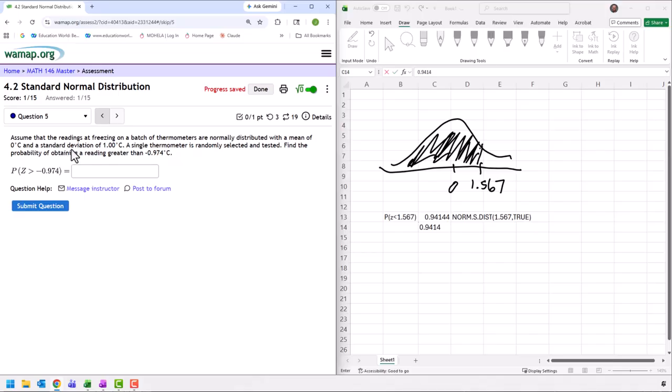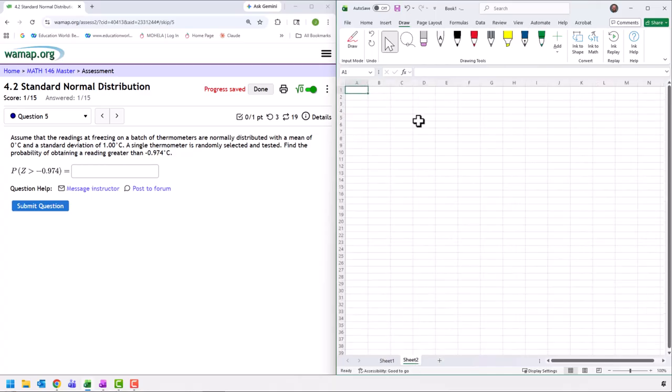Here, question 5, it says assume the readings on a batch of thermometers are normally distributed with a mean of 0 degrees Celsius and a standard deviation of 1. A single thermometer is randomly selected and tested. Find the probability of obtaining a reading greater than negative 0.974. So we have our normal distribution, zero here in the middle, negative 0.974, and we're looking for the area over here.